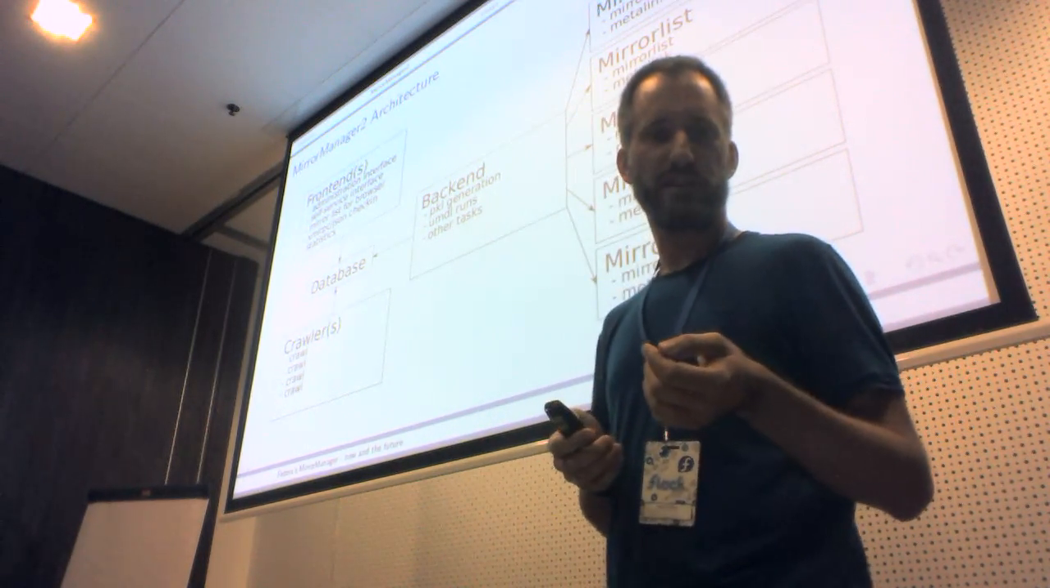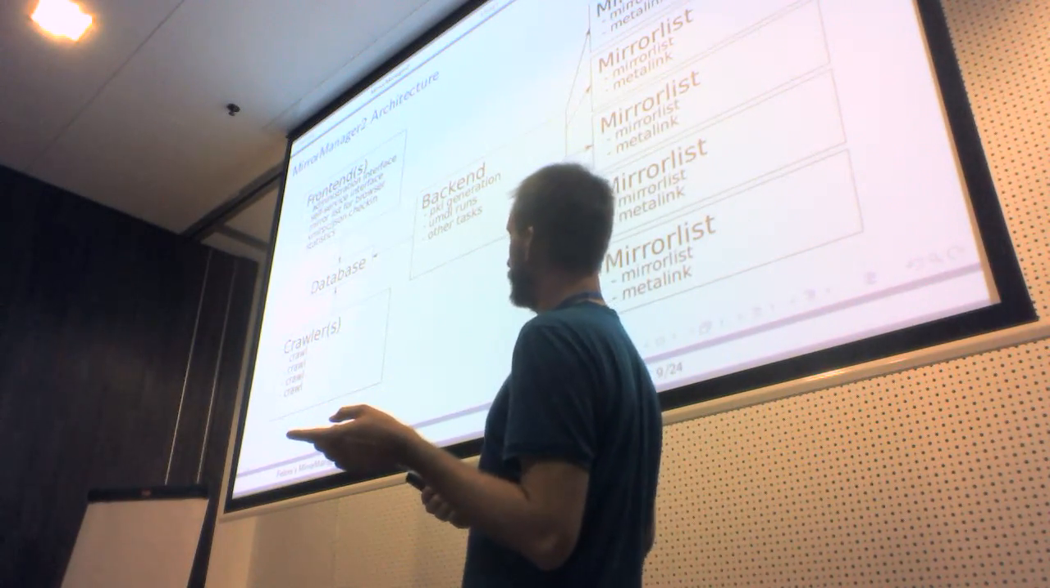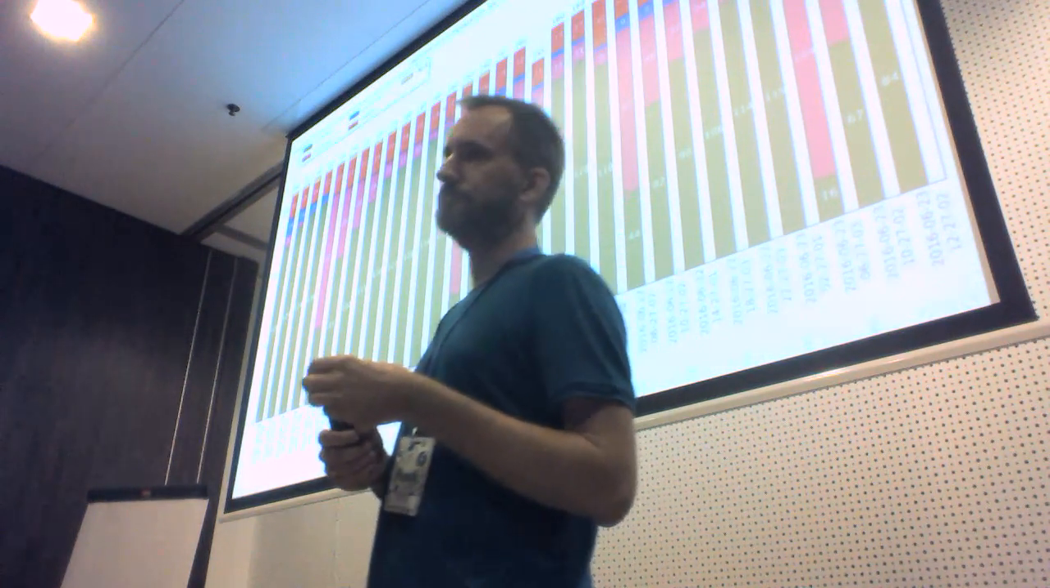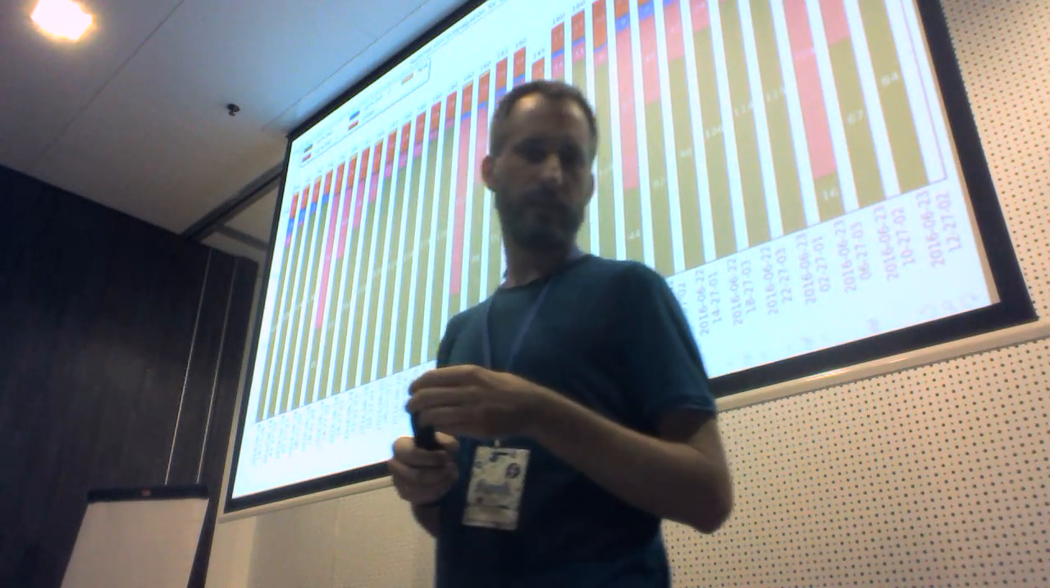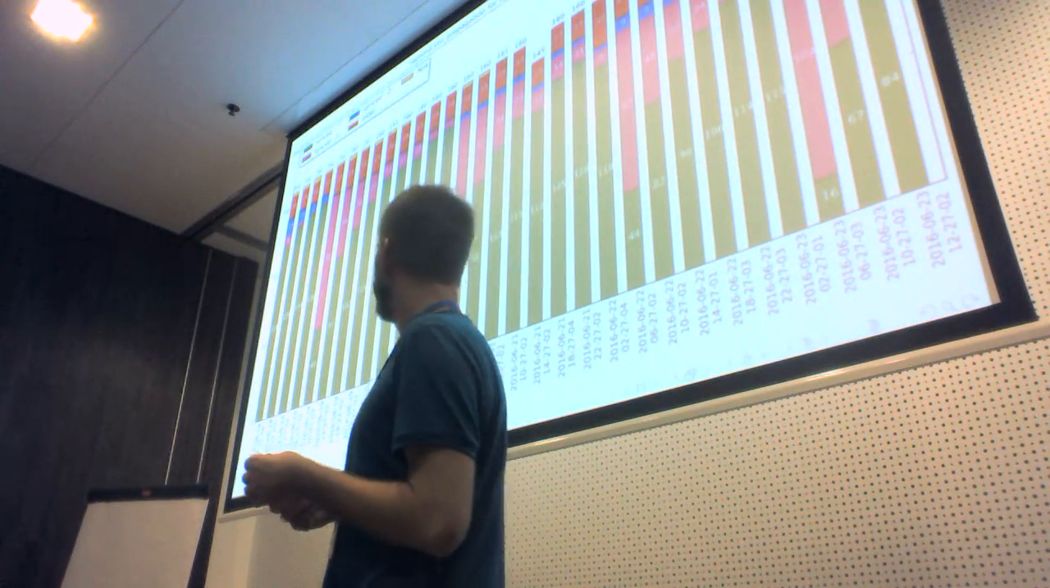I mentioned statistics from the front ends. What MirrorManager is also doing, it's trying to draw diagrams of the propagation of the data.